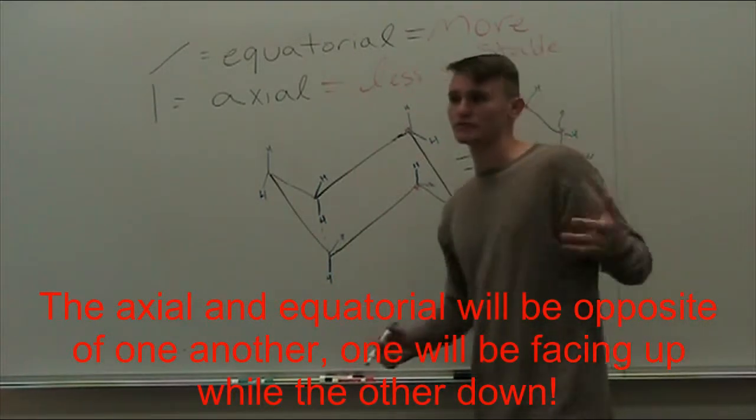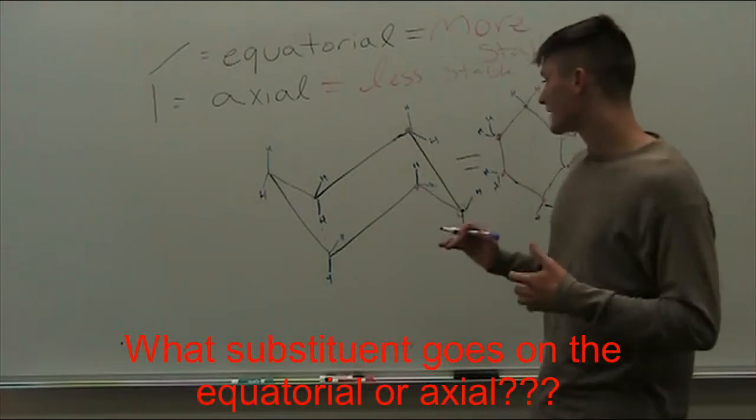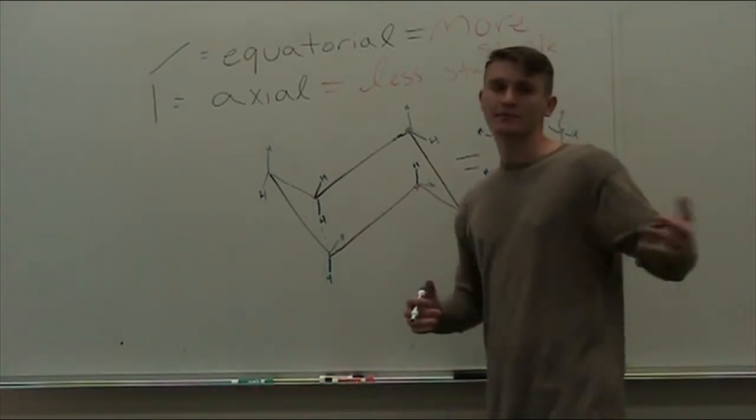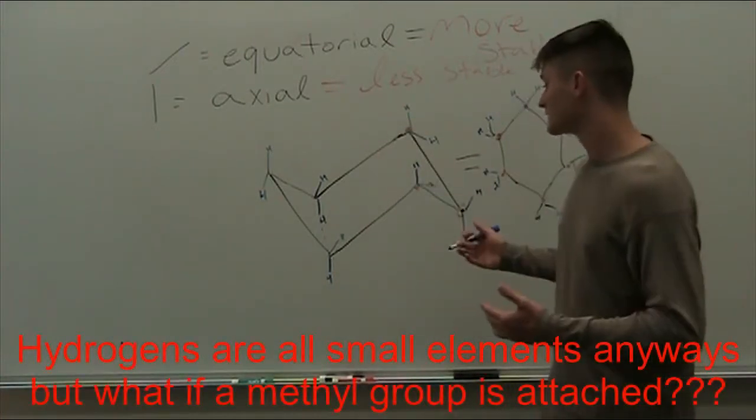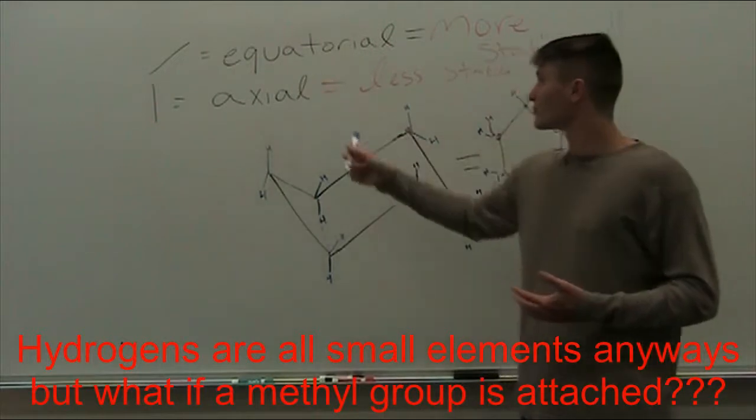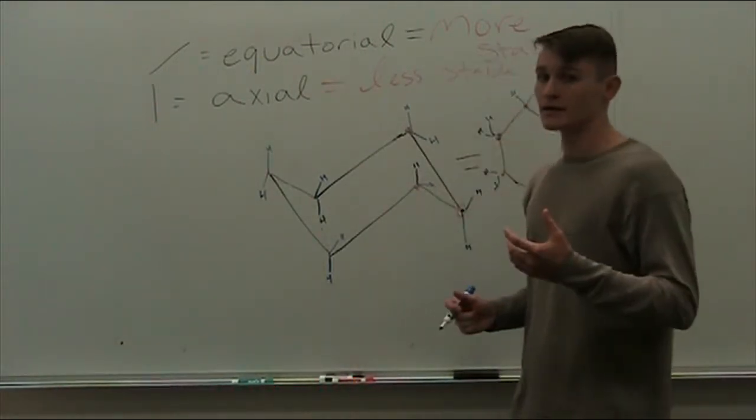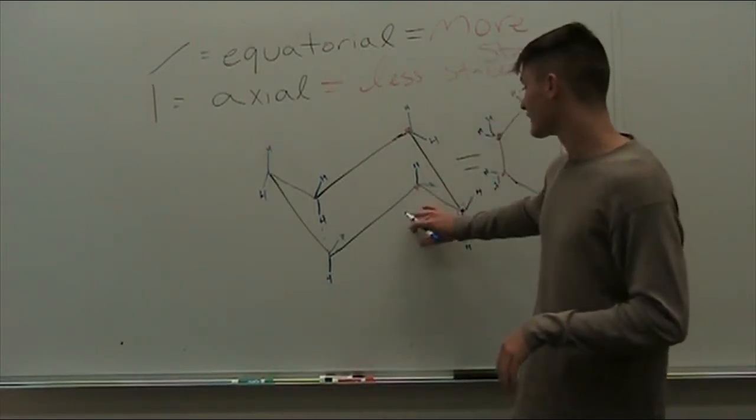So, okay, Adam, what does it matter if they're all hydrogens? Well, it won't matter if they're all hydrogens because they're all stable and it's 50-50. So 50% of them are facing up, 50% of them are facing down. But this is all for the stability, and we're going to see more with methyl groups and other attachments or substituents that are added on here.